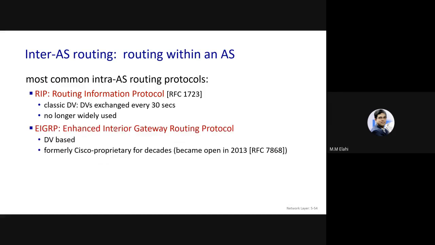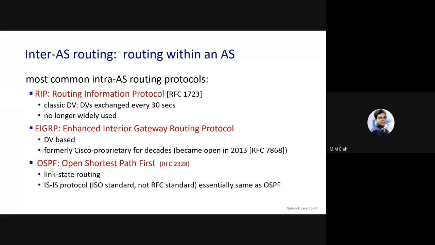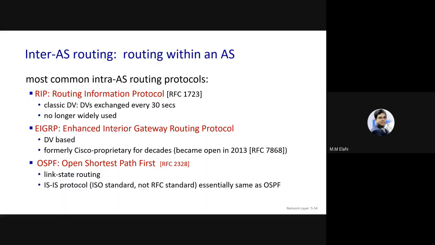As I said, RIP, EIGRP, OSPF, these are the most common intra-autonomous system routing protocols. And BGP is the inter-autonomous system routing protocol. But there is not much information about BGP, just the idea we have described. Any question?